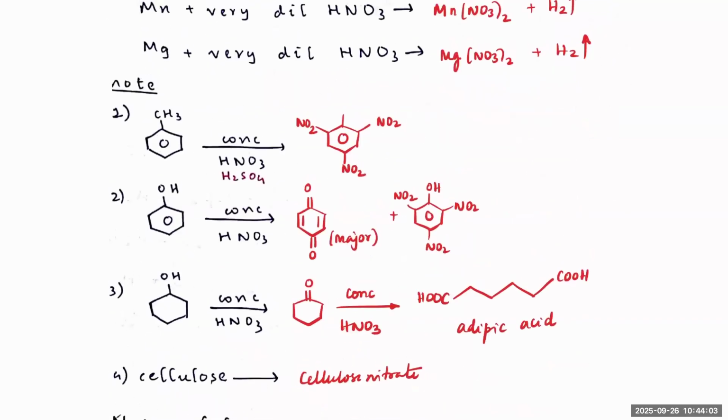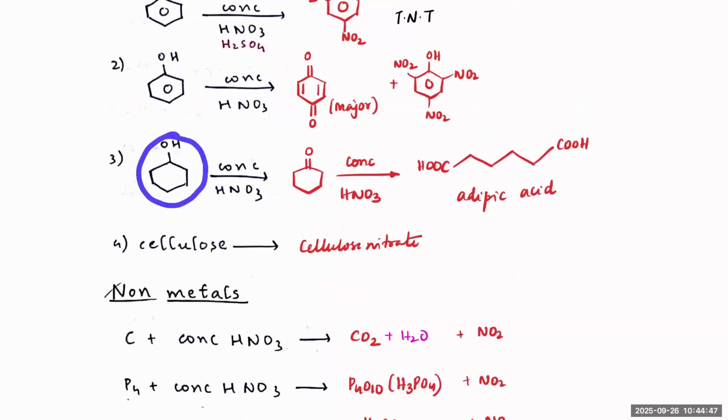And next, check it out. These are a few organic reactions which we have come across before as well. See, if you have toluene when you react with concentrated HNO3, you get the 2,4,6 compound, which is TNT, trinitrotoluene, an explosive. Phenol, when you react with concentrated HNO3, the majority converts into quinone and the minor product will be picric acid.